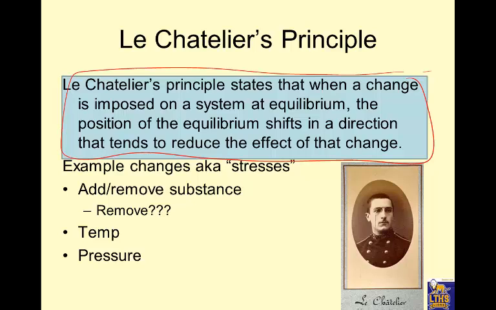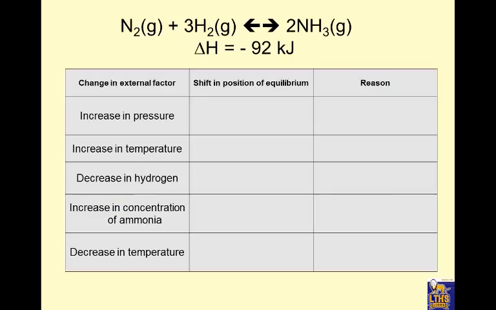How can we stress out an equilibrium system? Well, we could add something to it, or we could remove something from it. We could add something to it, like a reactant or a product. We can remove something by doing a chemical reaction. We can change the temperature of the reaction, which means you're adding or removing heat. Or you can change the pressure of the system. Okay, so let's see what that means.